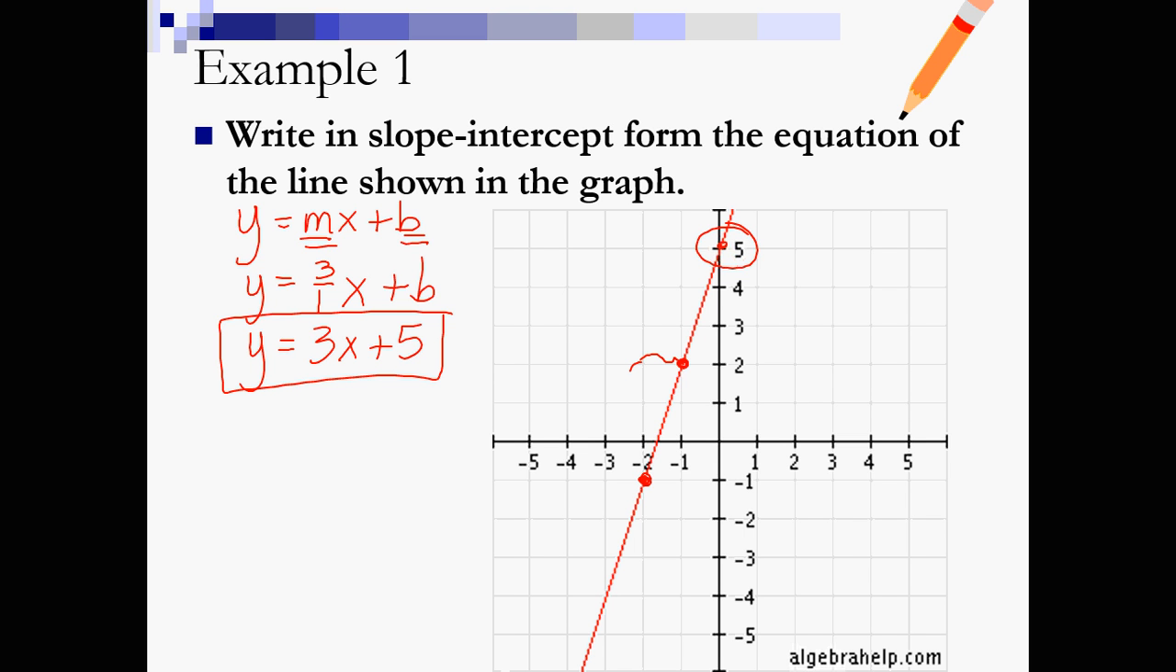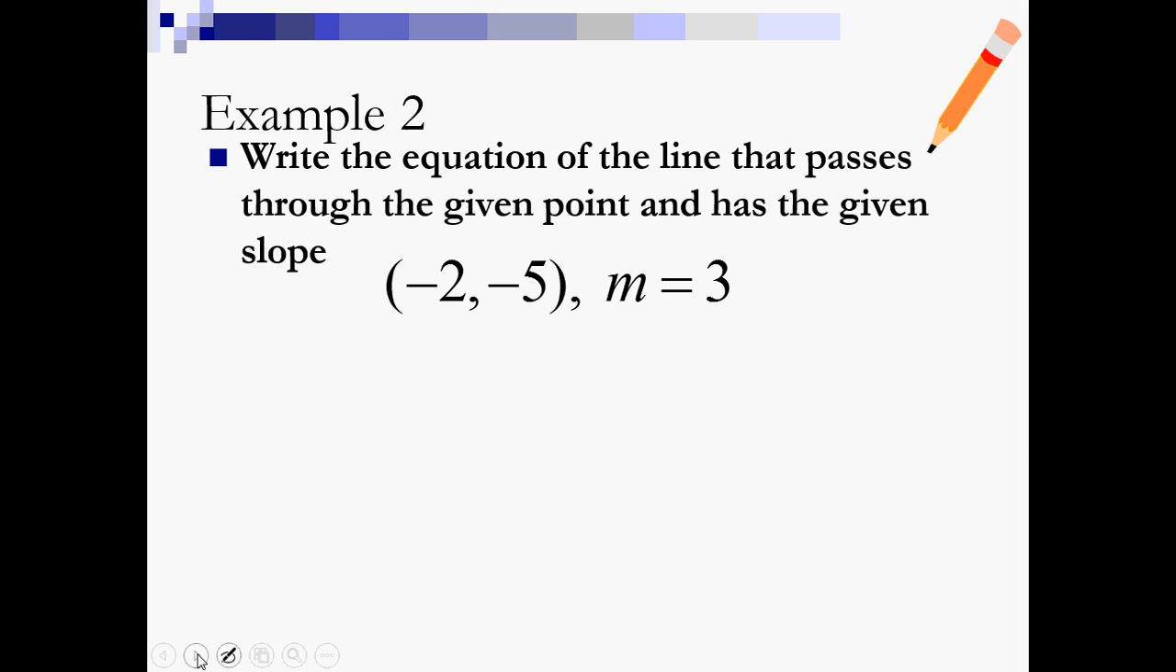We usually like our lines written in slope-intercept form because they're handy for graphing, as well as for substituting if we ever get to that point where we need to substitute in a system of equations. They're handy when it's in y equals form. So let's look at a second example. Write the equation of a line that passes through a given point and has the given slope. Now in this case, we're given a point and a slope, so it might be handy for us to use point-slope form.